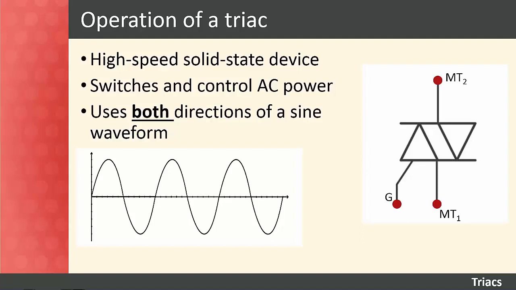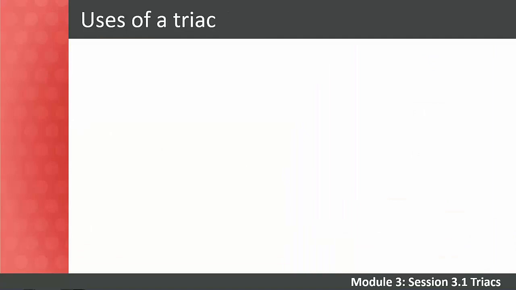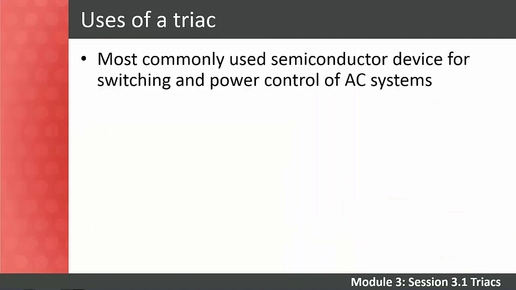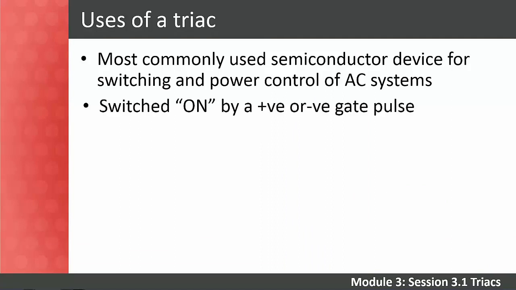In most AC switching applications, the triac gate terminal is associated with the MT1 terminal, similar to the gate-cathode relationship of the SCR or the base-emitter relationship of the bipolar transistor. The triac is the most commonly used semiconductor device for switching and power control of AC systems. This is because the triac can be switched on by either a positive or negative gate pulse, regardless of the polarity of the AC supply at that time.